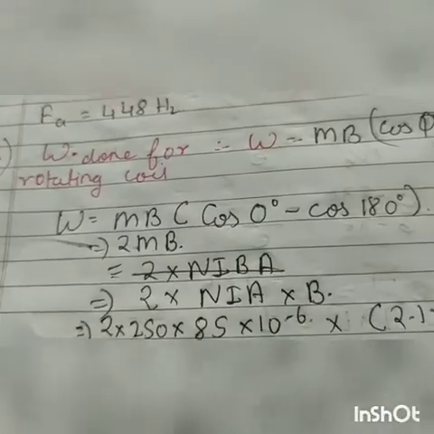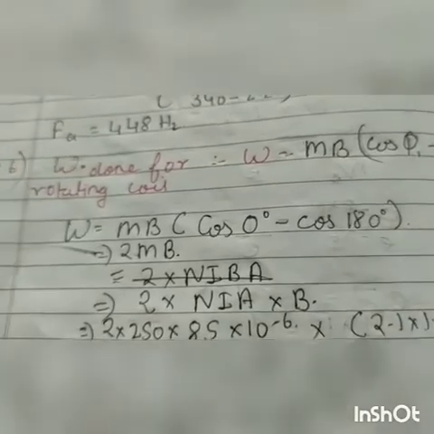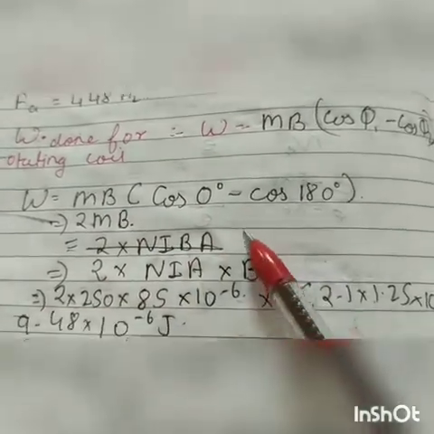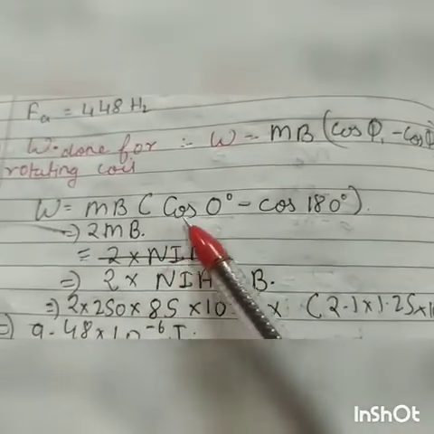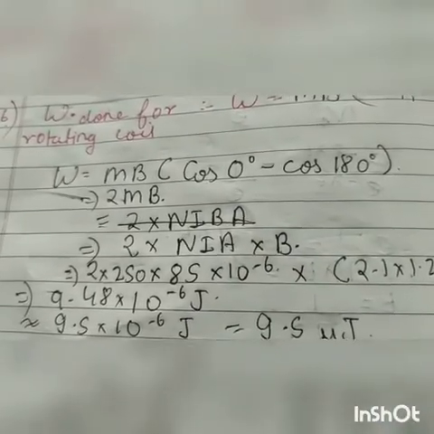Now question number 16. A 250 turn rectangular coil of length 2.1 cm and width 1.25 cm carries a current of 85 μA and is subjected to a magnetic field of strength 0.85 Tesla. Work done for rotating the coil by 180 degree against the torque is... So work done for rotating the coil is MB (cos φ₁ − cos φ₂). So here we will just put the values. Cos 0 degree minus cos 180 degree, the value will be cos 180 degree is −1, so 2MB.